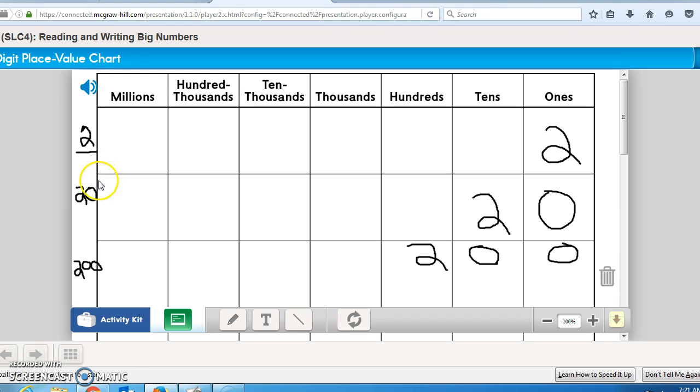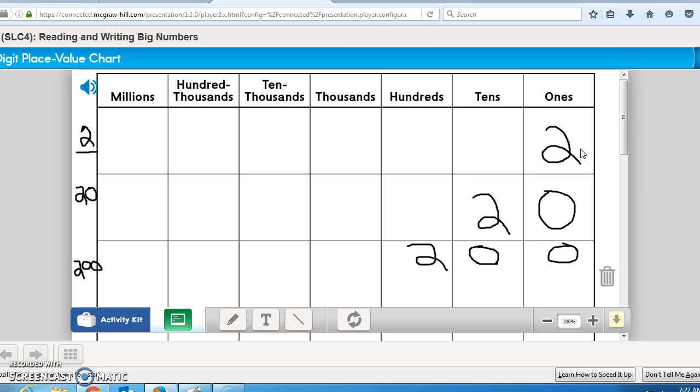On this worksheet, you see the number 2, the number 20, and the number 200. And you also see over on the side that the 2 means there's 2 ones, the 20 means that there's 2 tens, the 200 means that there's 2 hundreds. So what does the 2 in the ones column represent? Well, it represents 2 ones. So what's the value of the digit? 2.